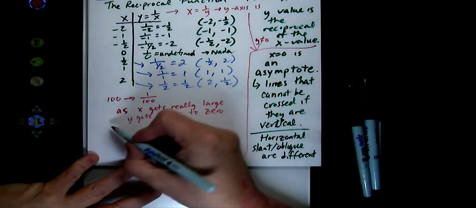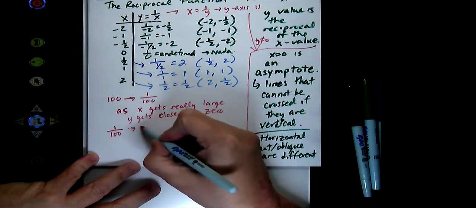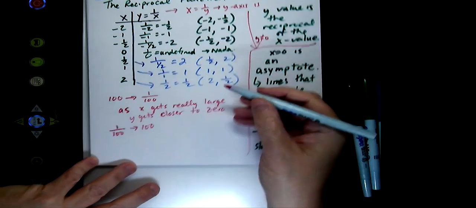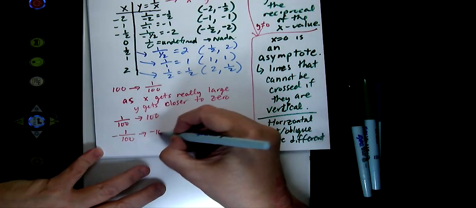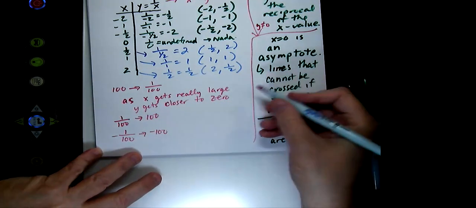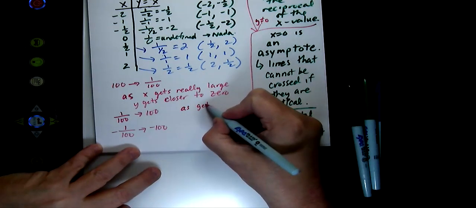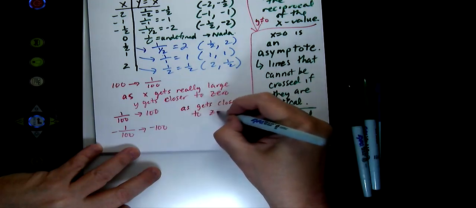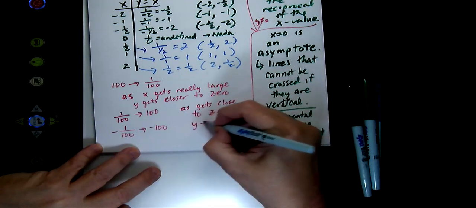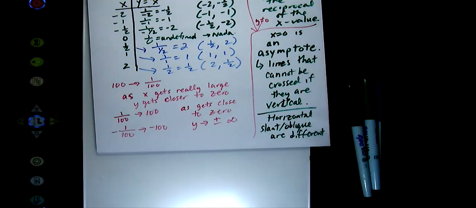And if I do small numbers, if I plug in 1/100, I get 100. And if I stick in -1/100, I get -100. So as x gets close to zero, y heads towards positive or negative infinity, depending on which side we're coming in from.